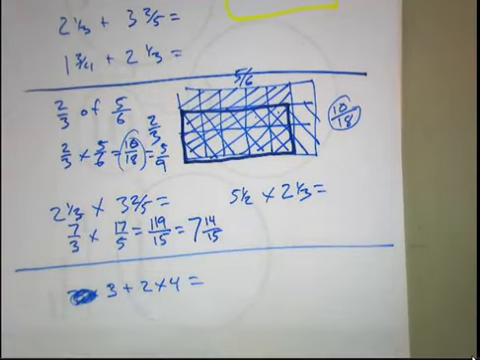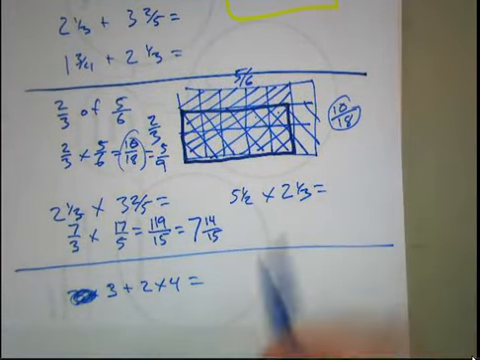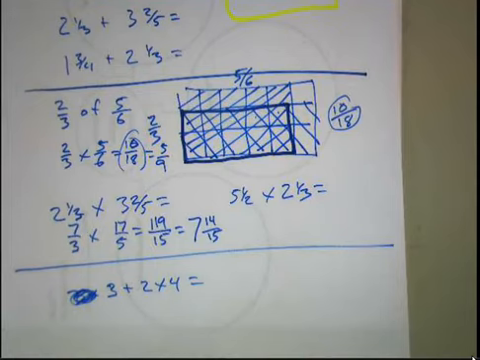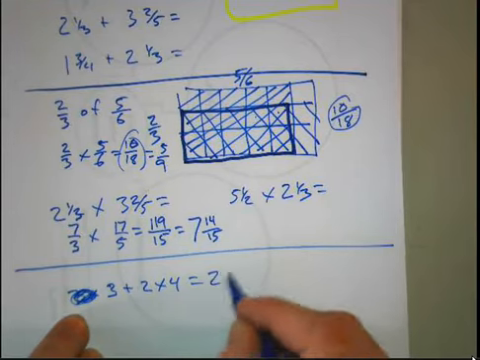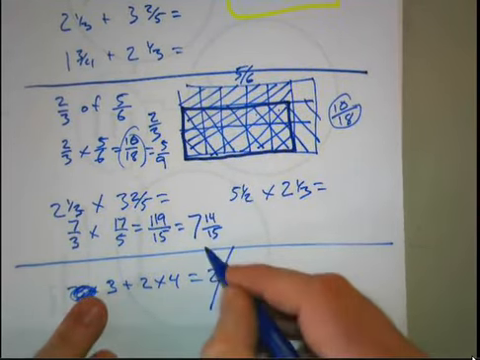14/15. 5.5 times 3 and 2 and 1/3. I'm going to skip that because you guys can do that on your own. 2 times 3, 3 plus 2 times 4 is 11. 20. No.